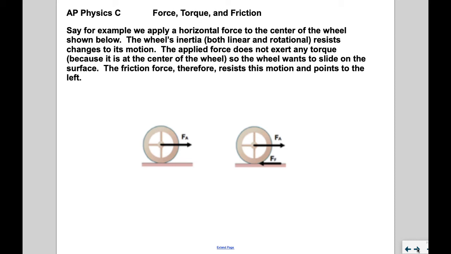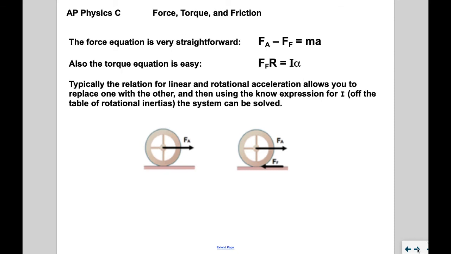So when this force is applied, the wheel wants to slide to the right. The friction is going to resist this motion and is going to point to the left. So again, we're going to need a force equation. We're familiar with that. The object is going to accelerate to the right. So Fa minus Ff equals ma.